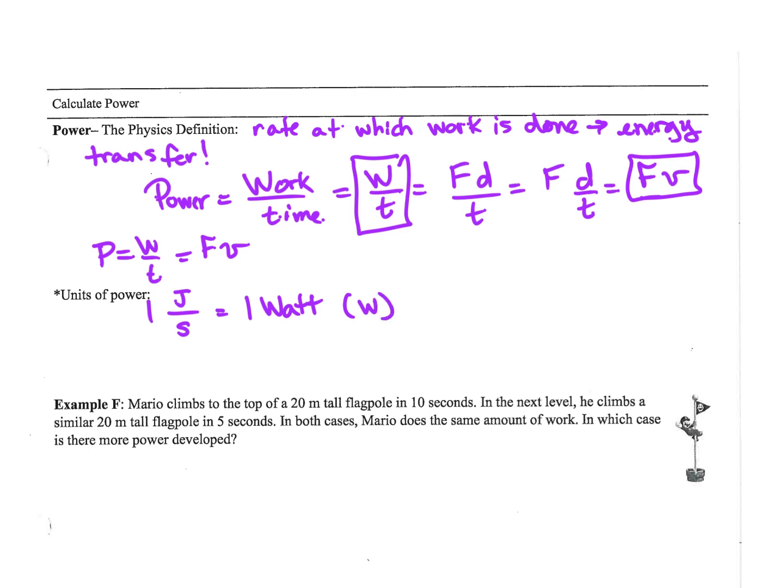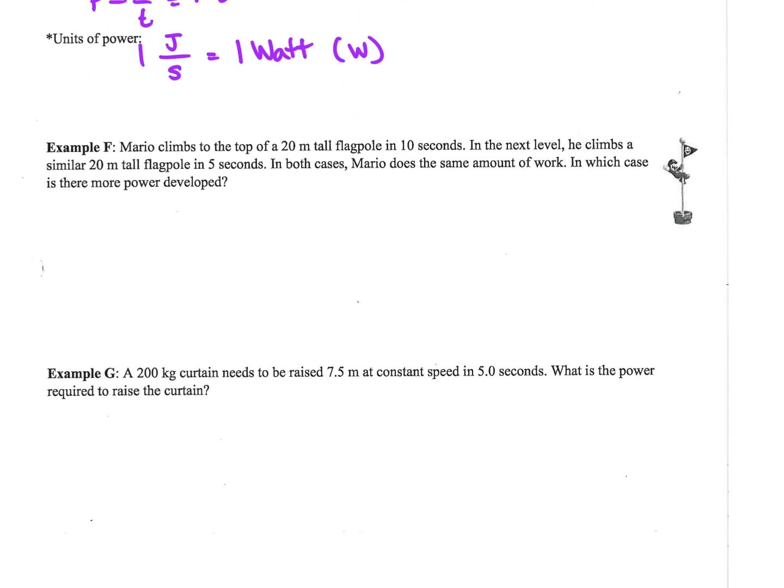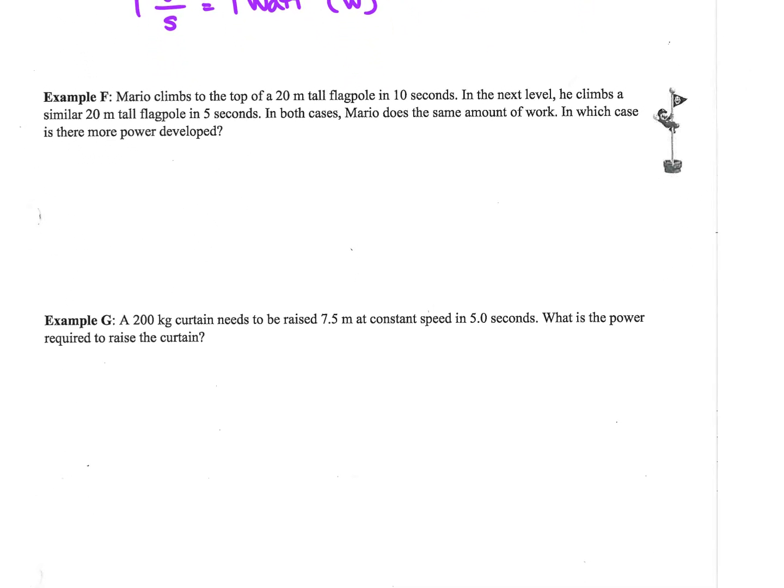All right, so an example. Mario climbs to the top of a 20-meter tall flagpole in 10 seconds. Next level, he climbs a similar 20-meter tall flagpole in 5 seconds. In both cases, Mario does the same amount of work. In which case is there more power developed?